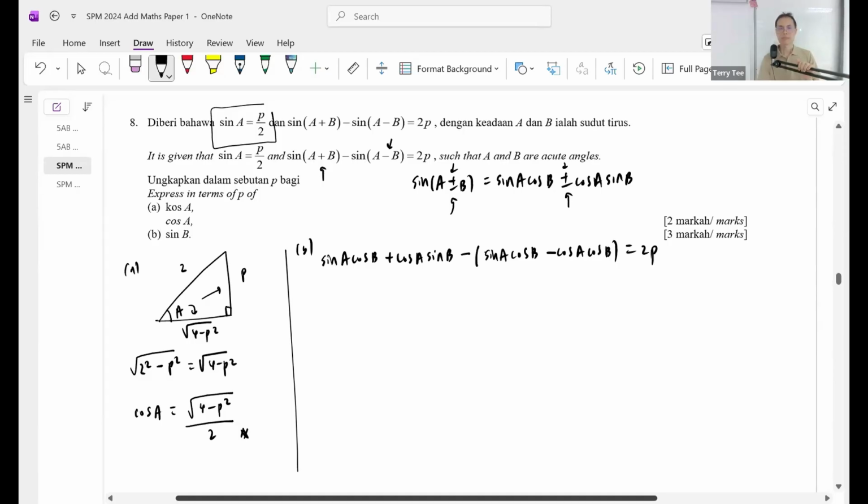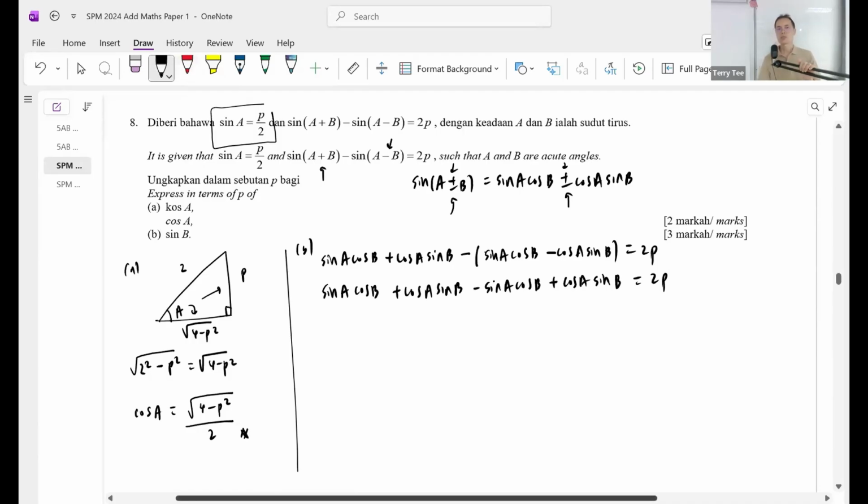The result is 2p. Now, you can substitute inside first, but for me, I'll just subtract first. Okay, let me do it slowly, step by step. This is sine A cos B plus cos A sine B. Multiply the negative inside: sine A cos B, minus minus becomes plus. Wait, I wrote this wrongly. The second one is sine A cos B minus cos A sine B. Let me just change it. So the result is 2p.